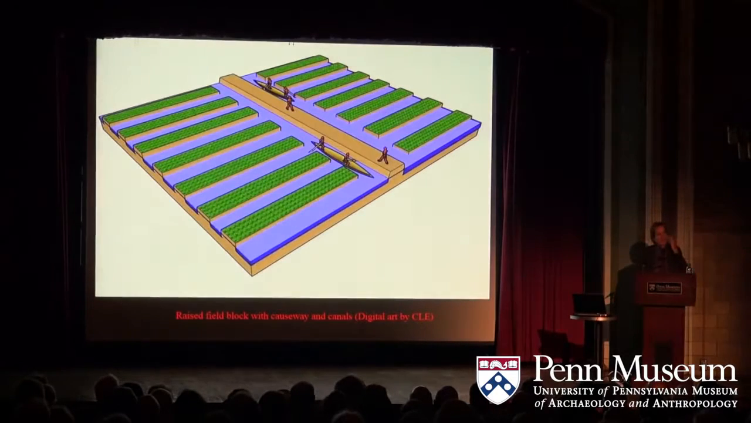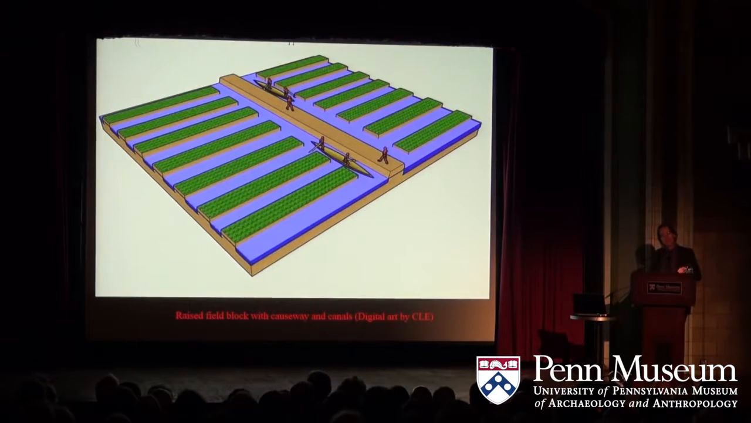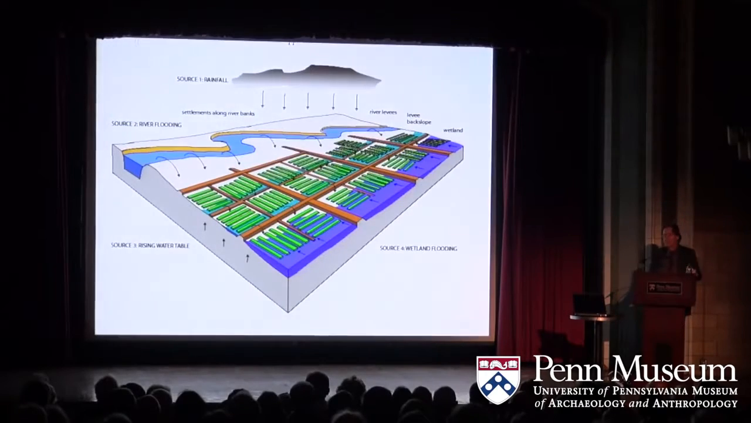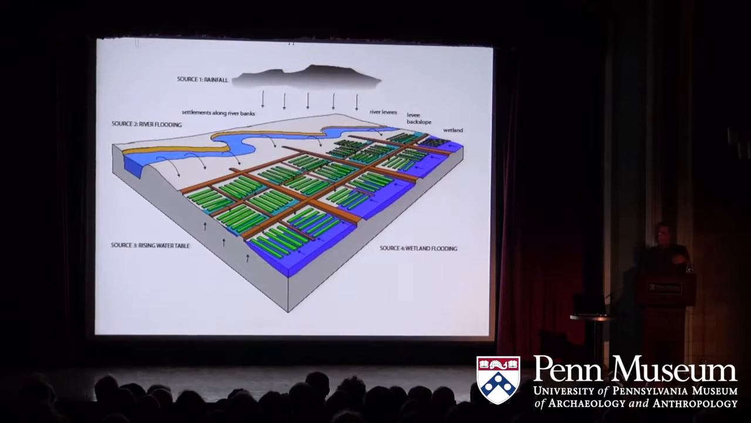And so we started thinking, well, how could the raised fields and then all of these raised causeways and canals that crisscross them maybe be integrated into a system of controlling water locally, but also in some cases over large areas. And so we started playing around with all kinds of techniques of geographic information systems and things.